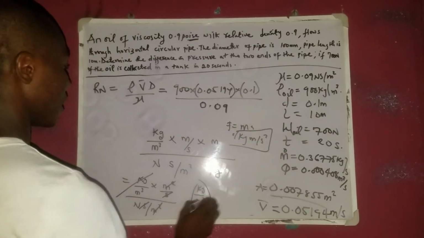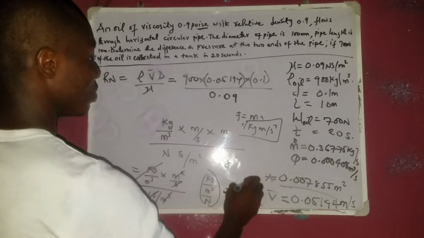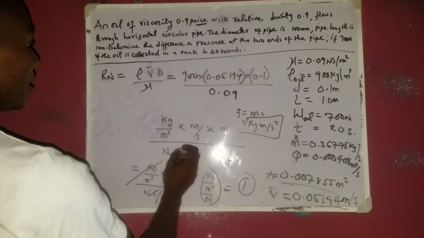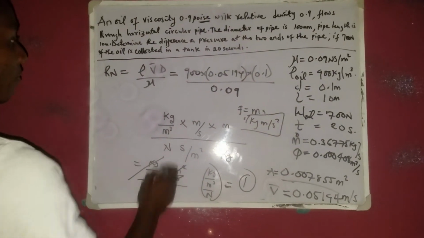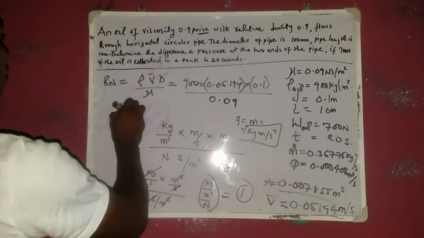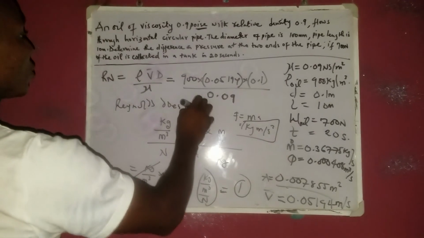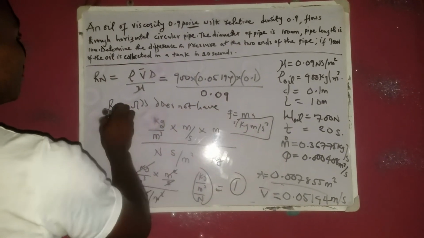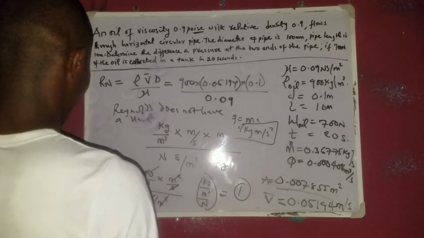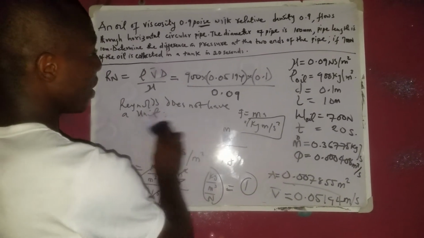So everything strikes off to be what? Everything strikes off to be 1. So it is a dimensionless constant. Everything cancels out. That is why Reynolds number does not have a unit. Alright, so that's just by the way.